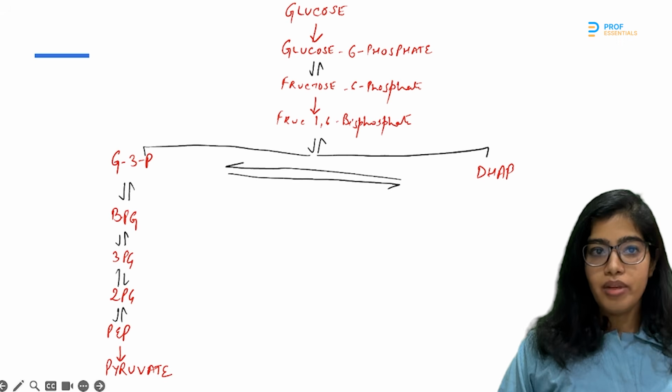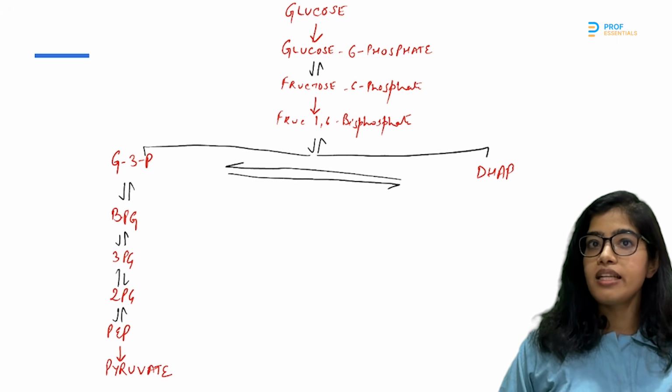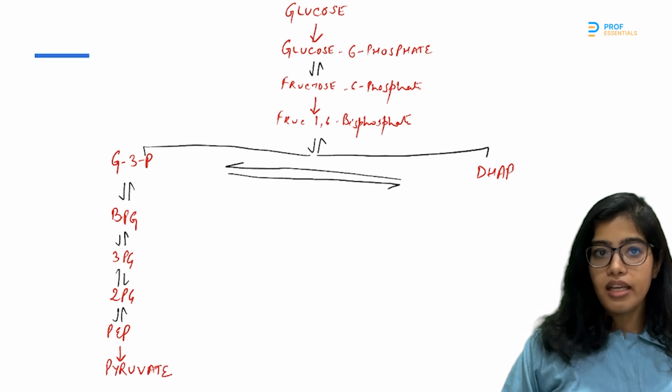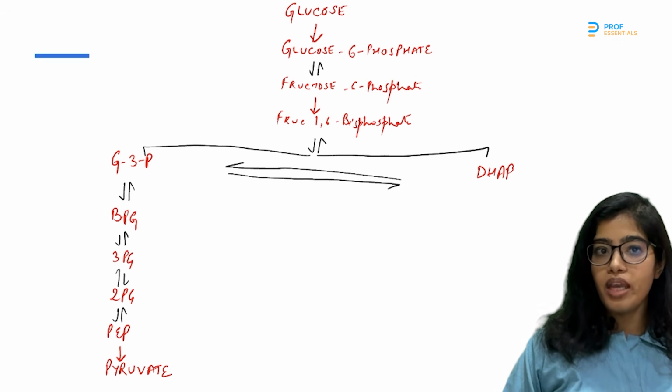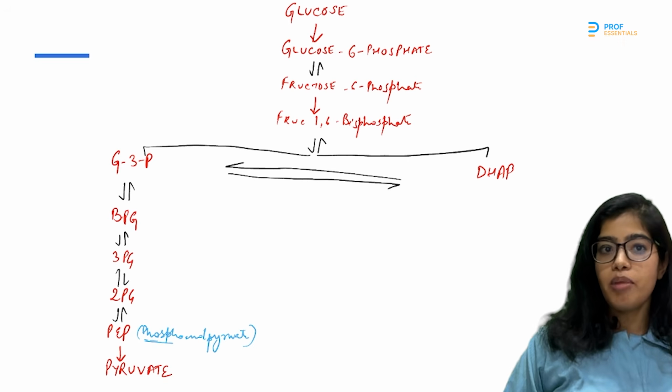Next, enzymes. Extremely important. Now, glucose converting to glucose 6-phosphate. Phosphate is getting added. Phosphate is getting added here. Phosphate is getting added here. And phosphate is getting removed here from phosphoenol pyruvate. From phosphoenol pyruvate, the phosphate comes out and pyruvate is formed.